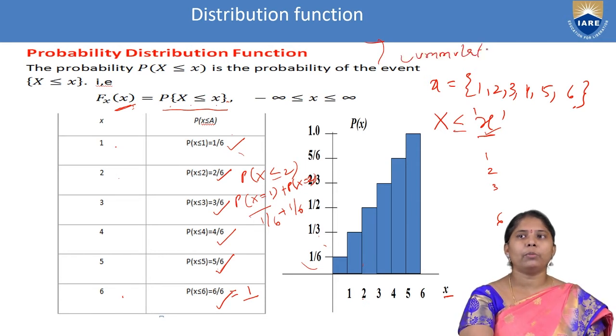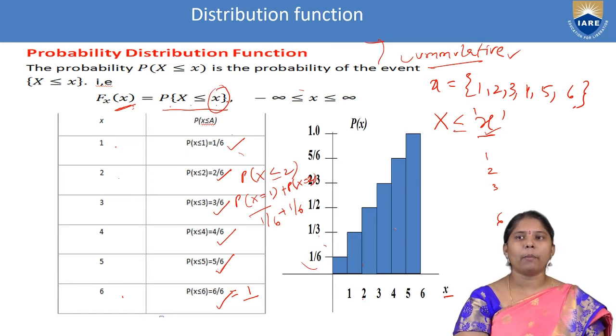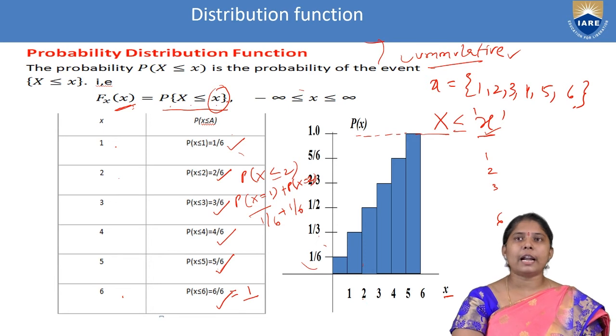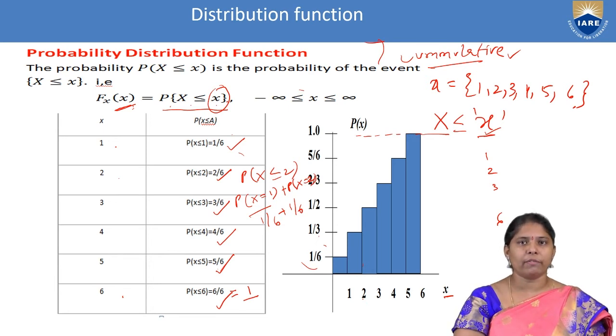So what is the meaning of cumulative? Summing. So we have to add the probabilities up to the value of x. Up to the value of x, we need to sum all the probabilities. So the probability of x less than or equal to 6, its final value is 1. So this is about discrete random variable, mass function and distribution function.